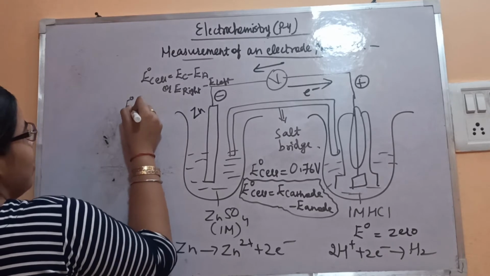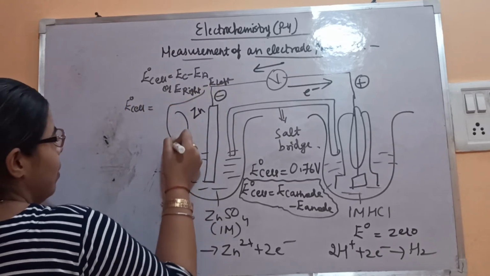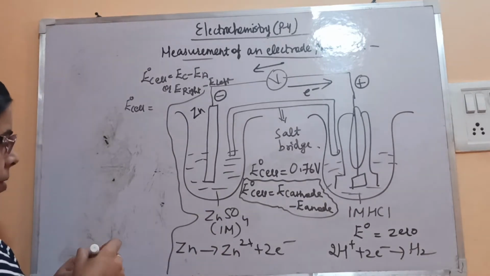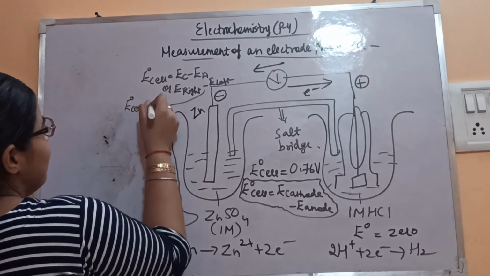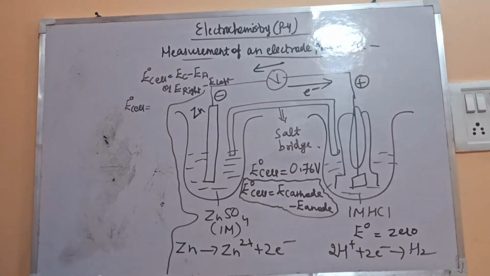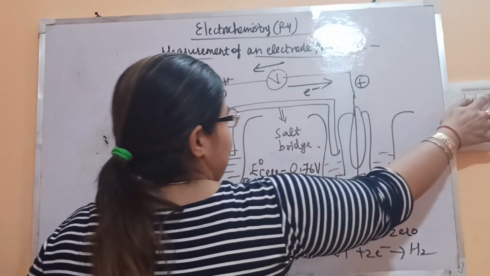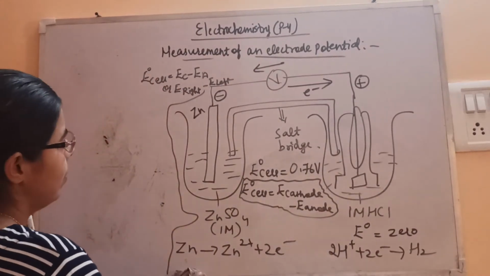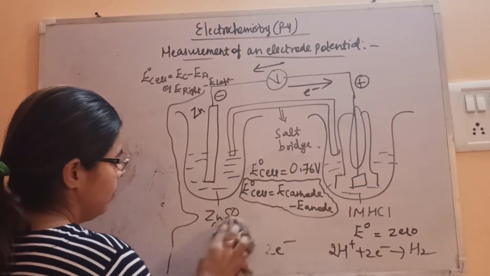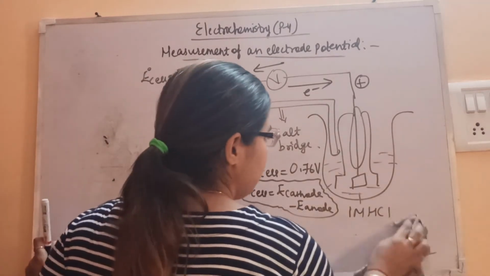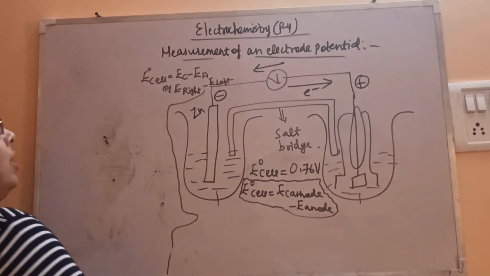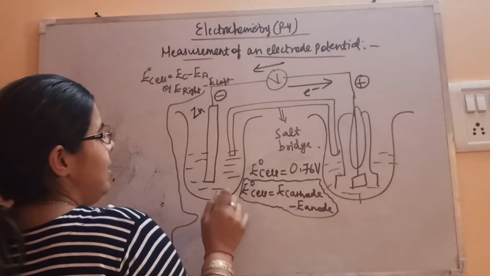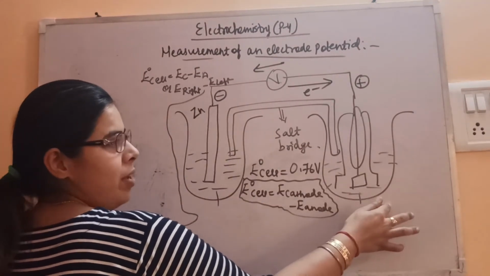So E naught cell is equal to, okay, let me write it again, space is not there. I'll write it here. Let's calculate. Whatever value we get will be the electrode potential of the electrode under consideration. So here this is under consideration, and this we know, it's the reference one.